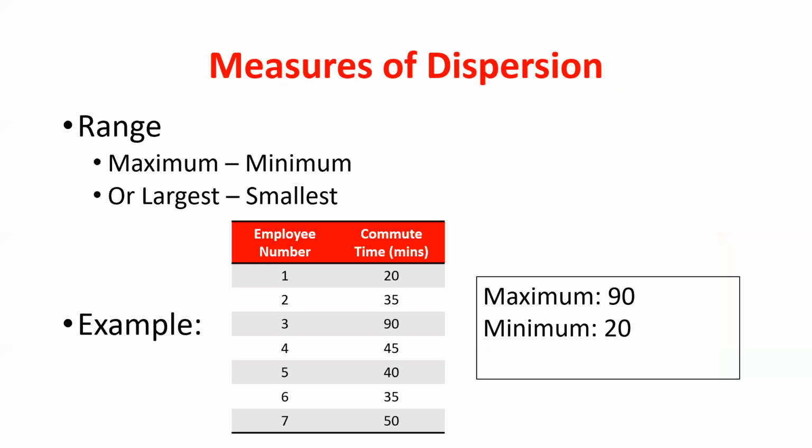The very first measure of dispersion we're going to look at, or the measure of variation, is going to be the range. So the range of a data set is just the difference between the minimum and the maximum, right? What's the difference between that smallest and largest value? So here we can kind of see this commuting time data set. The maximum is 90, the minimum is 20. So our range would just be the difference between the two, or 70.